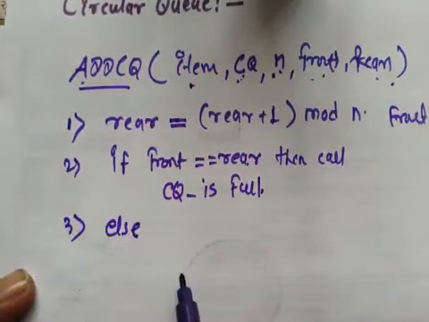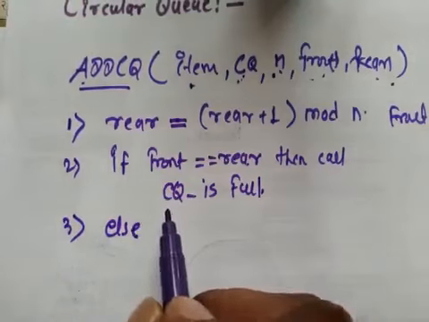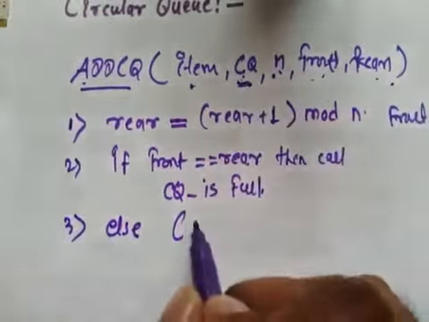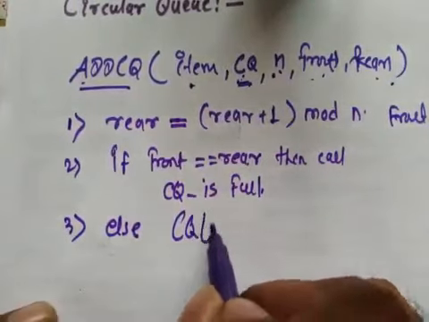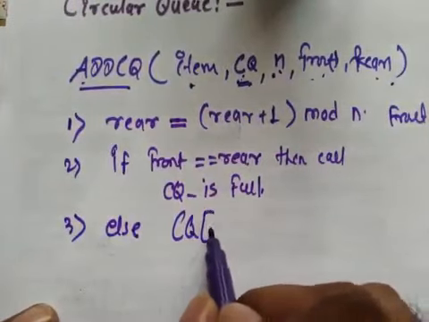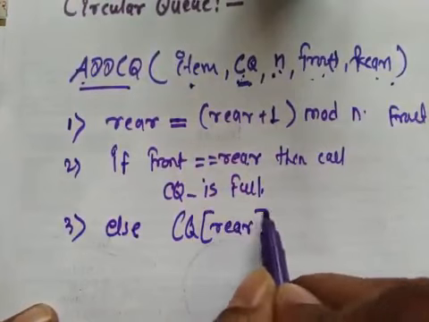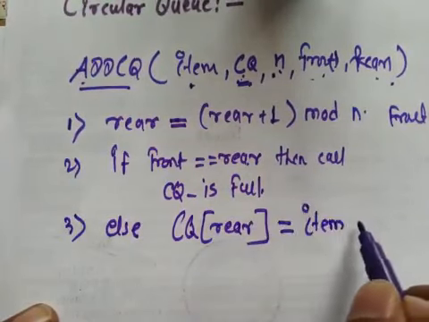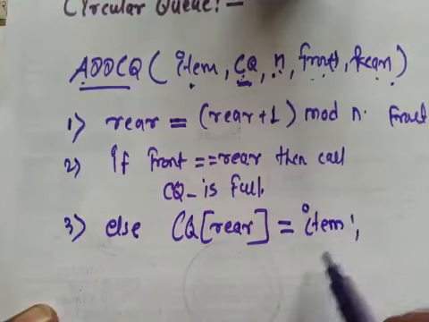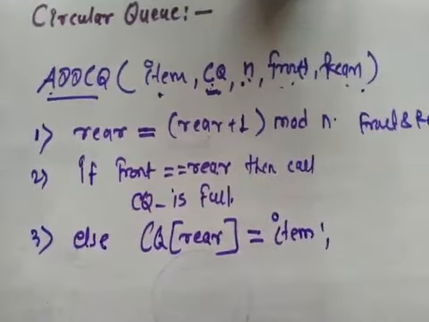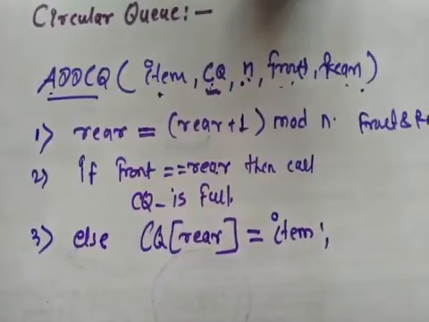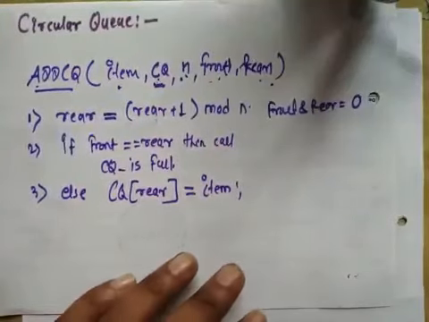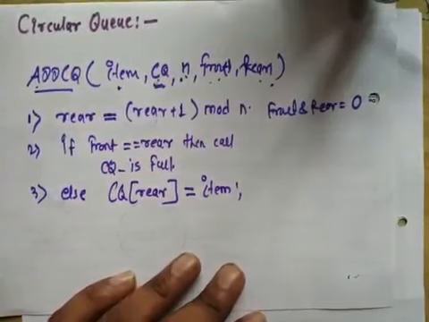Else we simply assign the atom variable to the circular queue. So what we are going to do? This is the circular queue array. So circular queue of rear, at the rear position, we are going to assign that atom which we want to insert. Okay, so this is a very simple logic of add queue. Now let's check whether this algorithm is working fine or not.